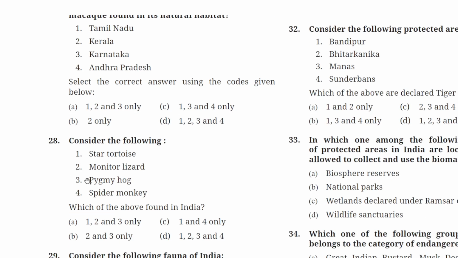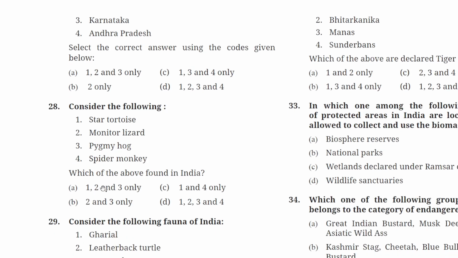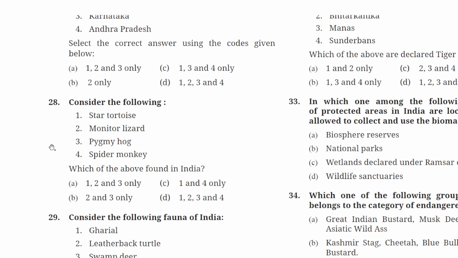Consider the following: star tortoise, monitor lizard, pygmy hawk, spider monkey. Which of the above are found in India? Star tortoise, monitor lizard, pygmy hawk, all three are seen actually. Spider monkey is not in India. 1, 2, and 3 only.